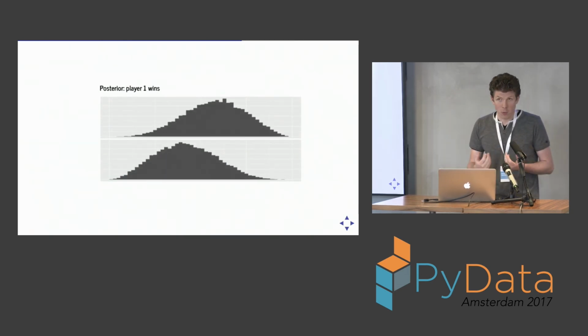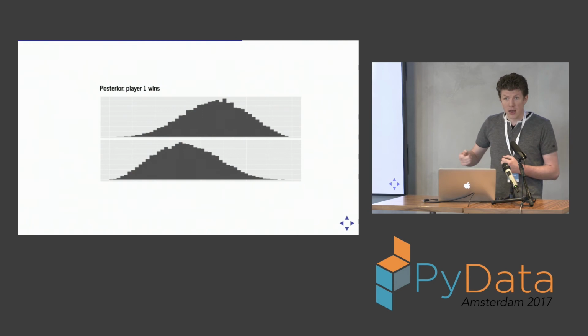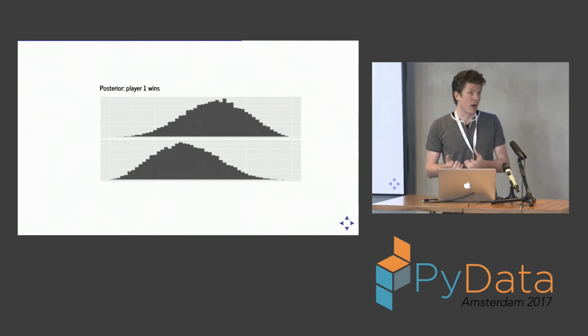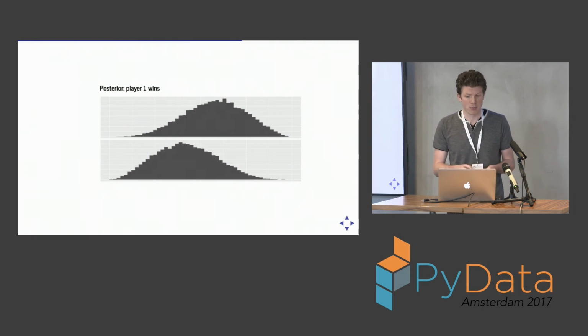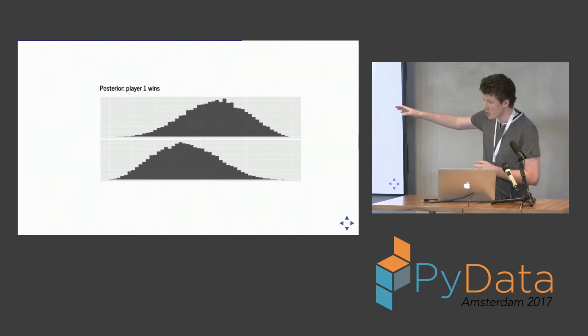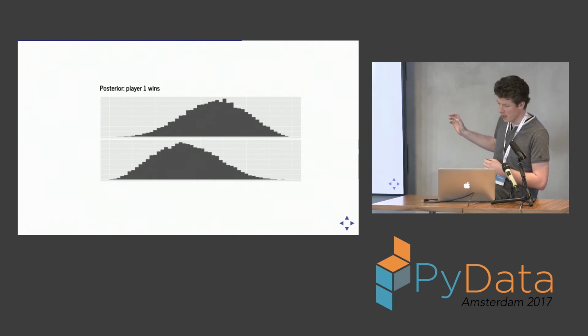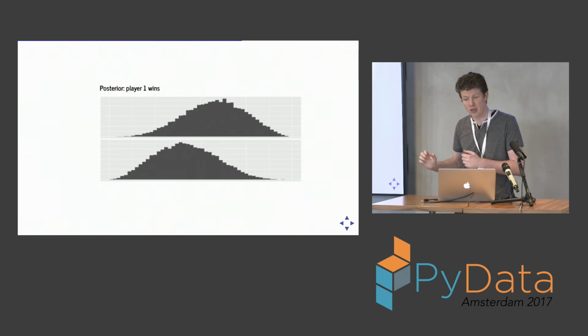Now suppose that player 1, top player, wins, then it must probably be better than player 2. So your posterior, after the fact that player 1 wins in a game against player 2, is that the distribution of player 1 shifts a little bit to the right, and the distribution of player 2 shifts a little bit to the left.